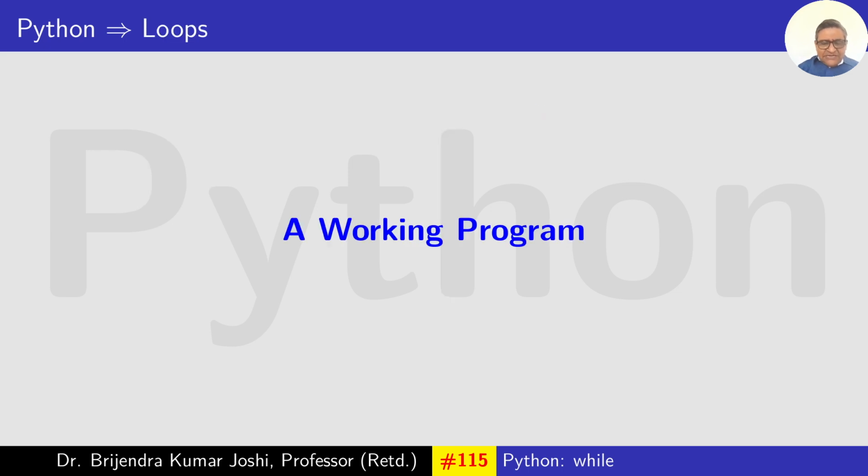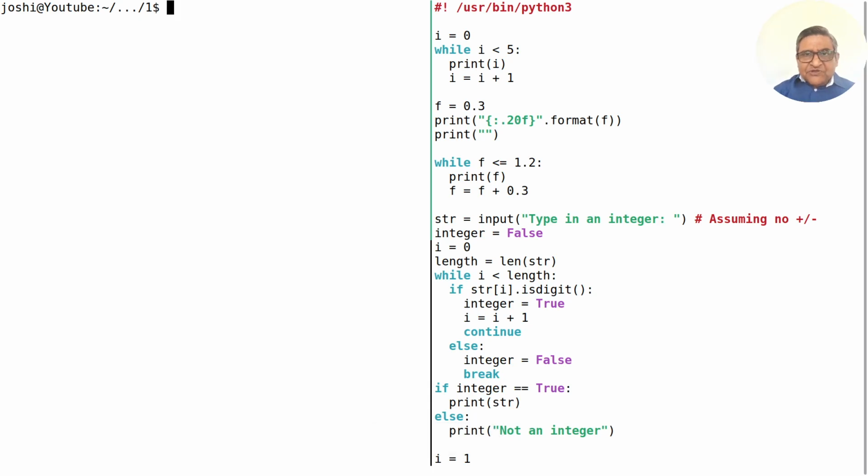Let me demonstrate a simple example program or script. On the right hand side, I have written a Python script. A variable is initialized with the value 0, and if the test expression is true, it prints the value of I and then increments the value of I. So it starts printing from 0 up to and including 4. So 5 times this loop would be executed.